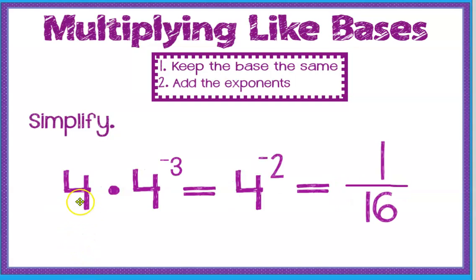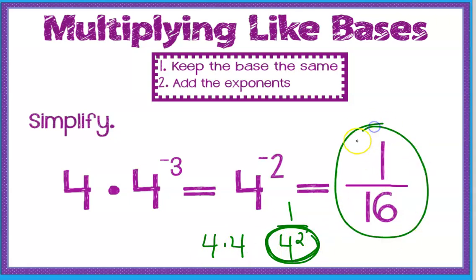Let's take a look at our next one. Remember, if you don't have a power, it's an invisible one. 4 times 4 to the negative third leaves a base of 4, but 1 plus negative 3 is negative 2. Notice that this was not circled as the response because you can't have a negative power when you're asked to simplify. So I take the reciprocal, make the power positive, and then I actually compute this math. 4 to the second power means 4 times 4. That's why the answer is 1 over 16.